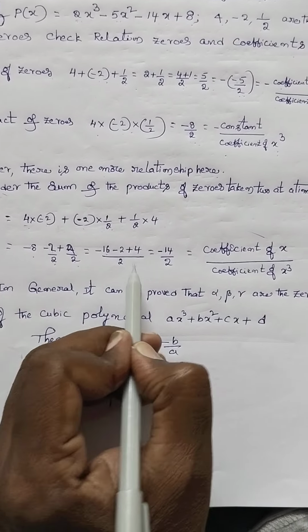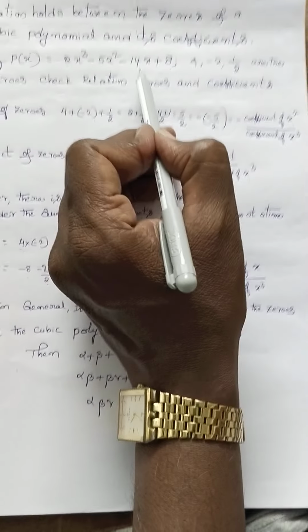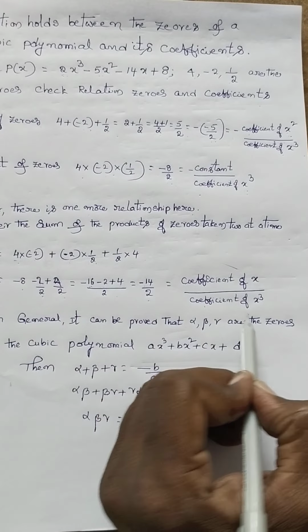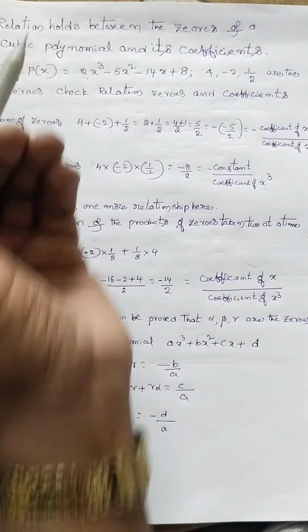16 minus 2 minus 18 plus 4, that is minus 14 by 2. The coefficient of x is equal to minus 14, given. The coefficient of x cube is equal to 2, given.